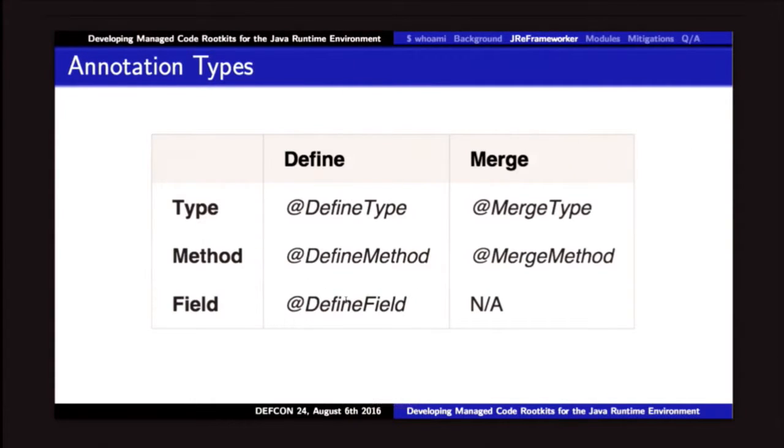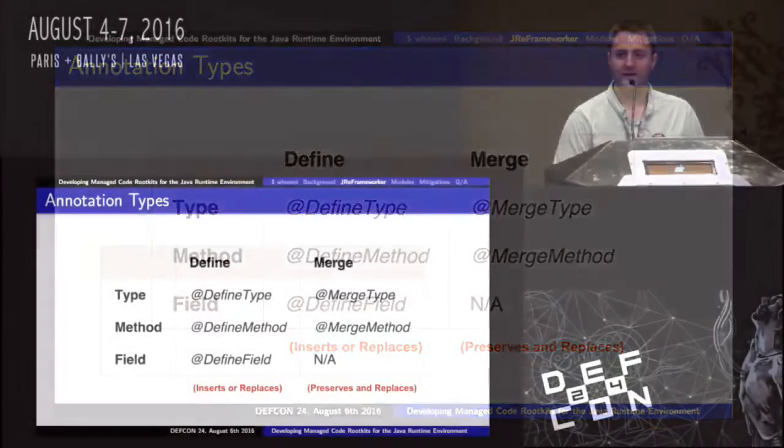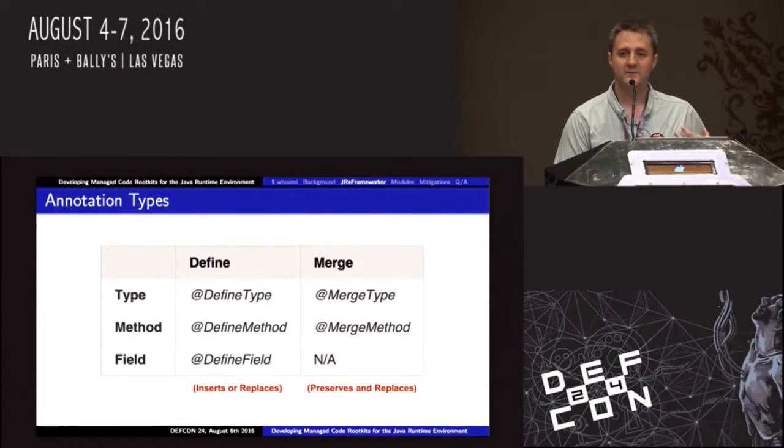Okay, and so we have quite a few different annotations. Not too many, actually. There are two main types: define and merge. A define type inserts or replaces the old behavior, because sometimes you just want to completely blow it away and replace it with something new. But sometimes you want to preserve that old behavior and then maybe just hook into it or add a subtle difference to it, but then behave like normal in other cases. So that's what the merge type is.